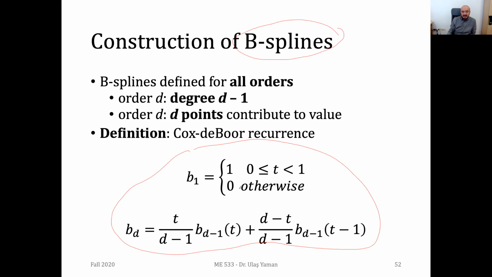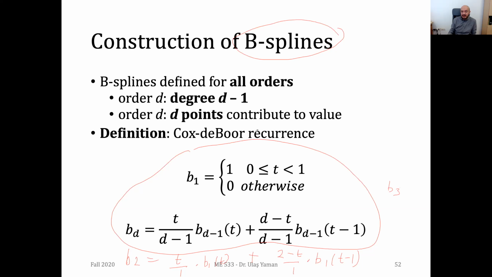This is a starting point, and as you see, if you want to obtain B2, then you need to know B1, and here T over 1 times B1 of T plus, again, if D is 2, then we will have 2 minus T over 1 times B1 of T minus 1. So this is the second basis function. And if you want to obtain the third one, again, you need to use the previous basis function.